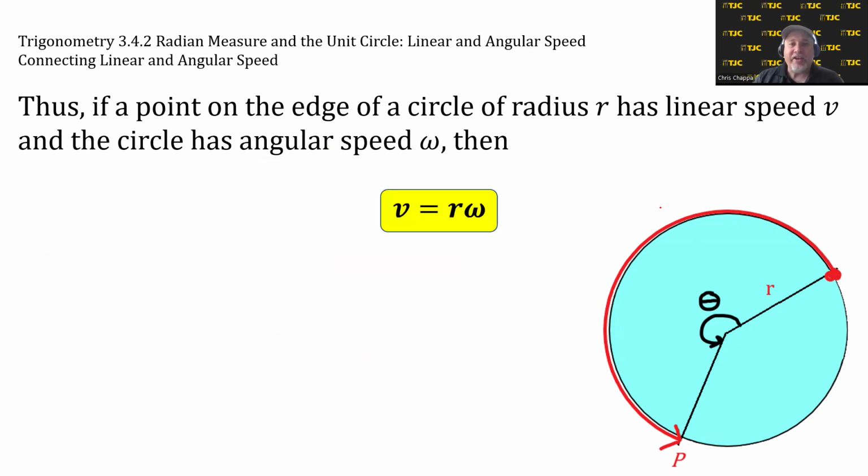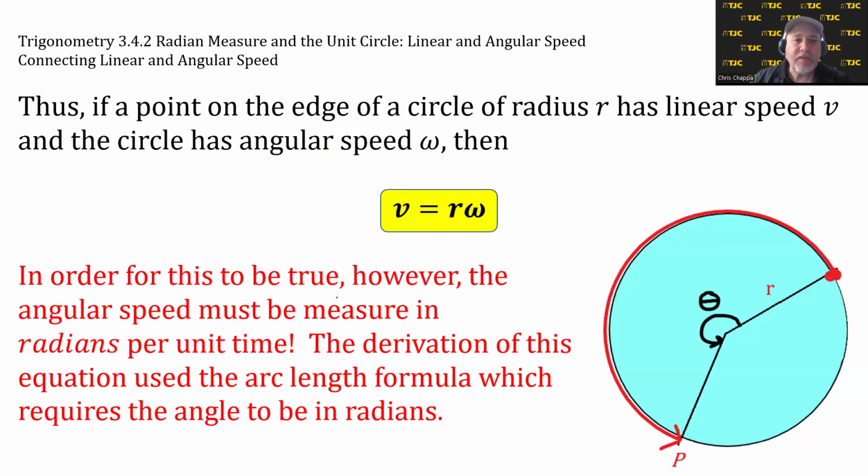If a point on the edge of a circle of radius r has angular speed omega, then the linear speed v is equal to r times omega. In order for this to be true, however, the angular speed must be measured in radians per unit time. The derivation of this equation used the arc length formula, which requires the angle to be in radians. So keep that in mind.